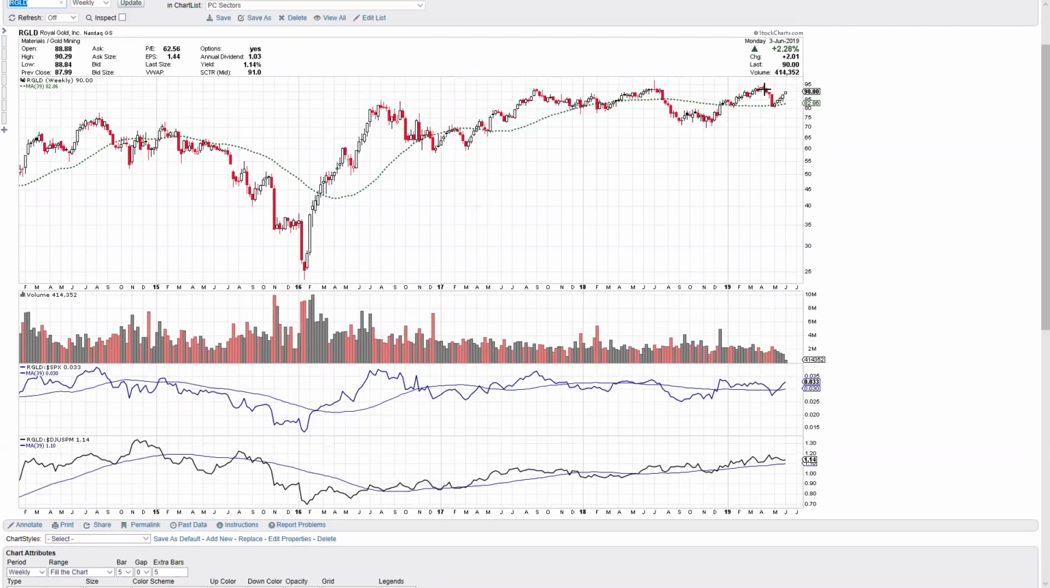Royal Gold is important because it's an important royalty company. Similar situation, it's right up near its overhead natural resistance. Its relative strength is above a rising moving average, which is very encouraging. And look at the relative strength of Royal Gold as a royalty company to the gold mining index. It's been leadership since the beginning of 2016.